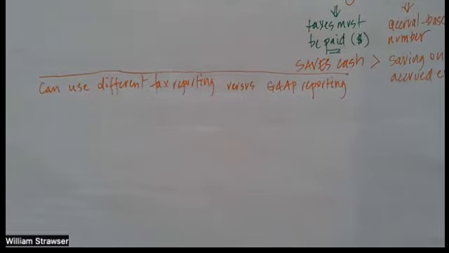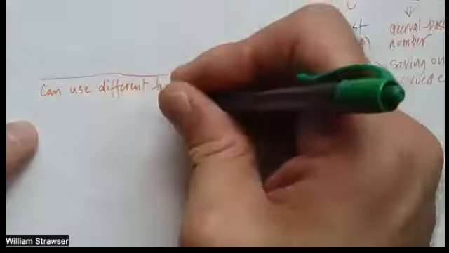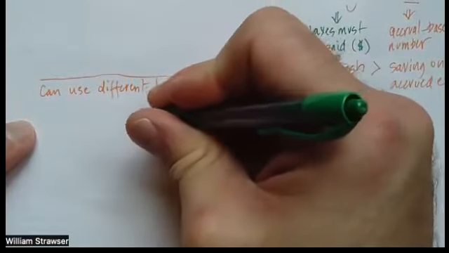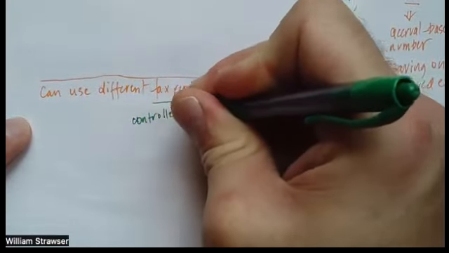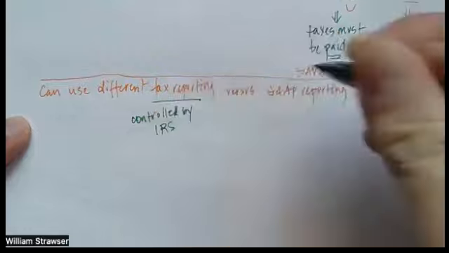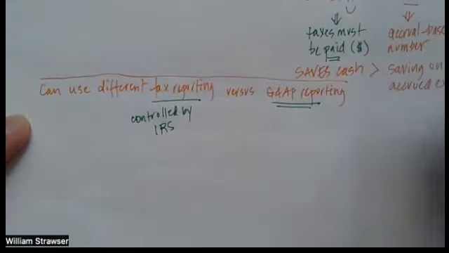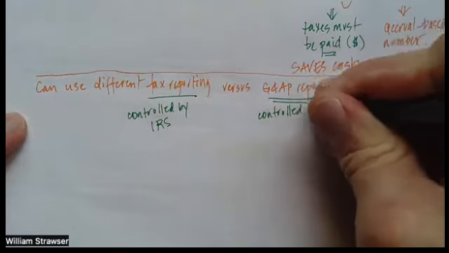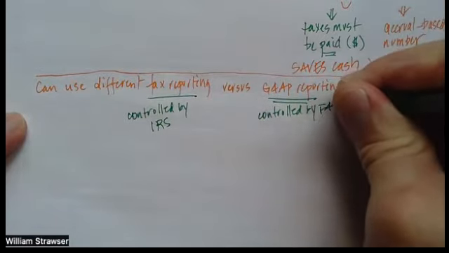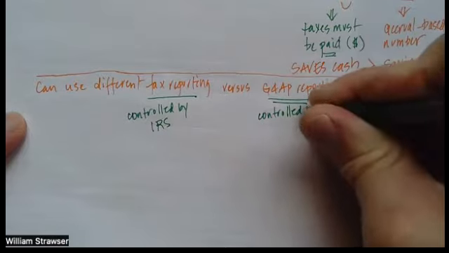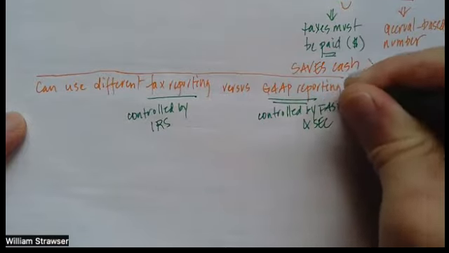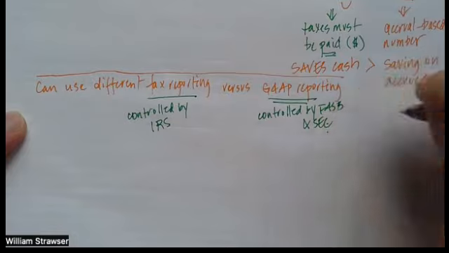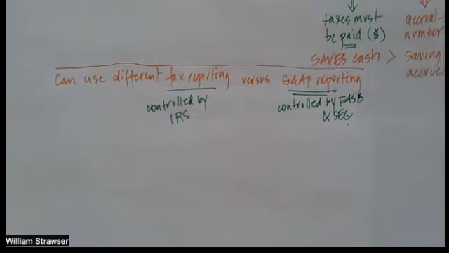But if you think about the world of tax reporting, it is controlled by the IRS. The world of GAAP reporting, financial reporting, what we're studying, is controlled by the FASB and to some degree the SEC, right? The regulator, sometimes standard setter, is the SEC. And so there are different rules under each one.